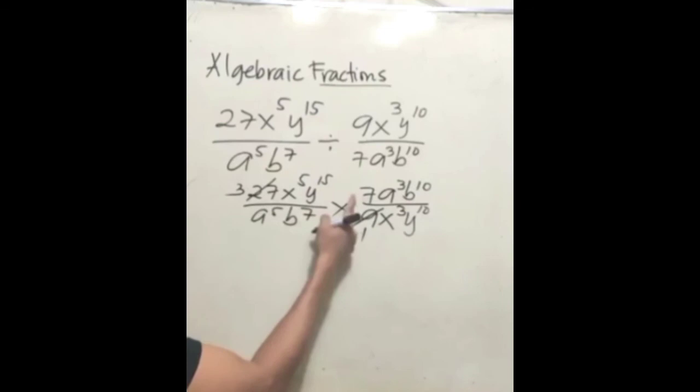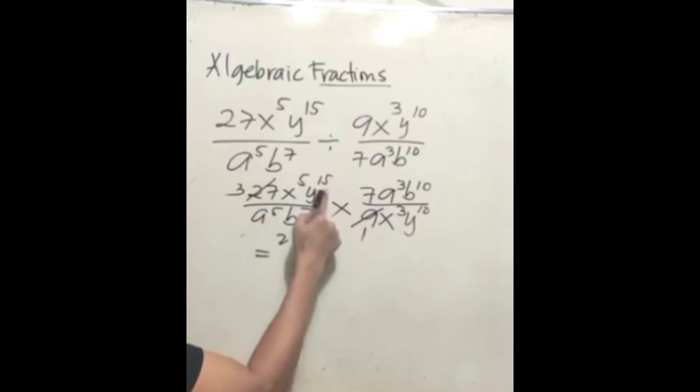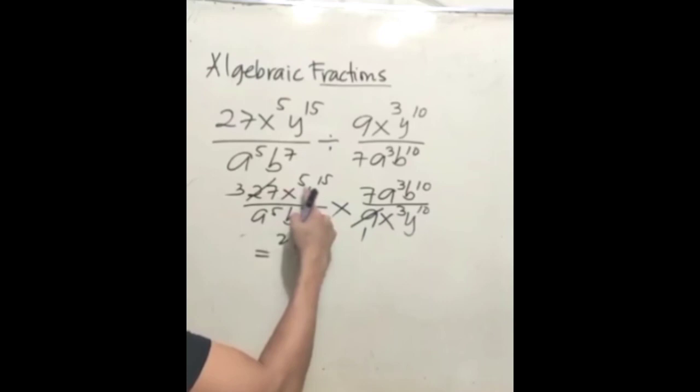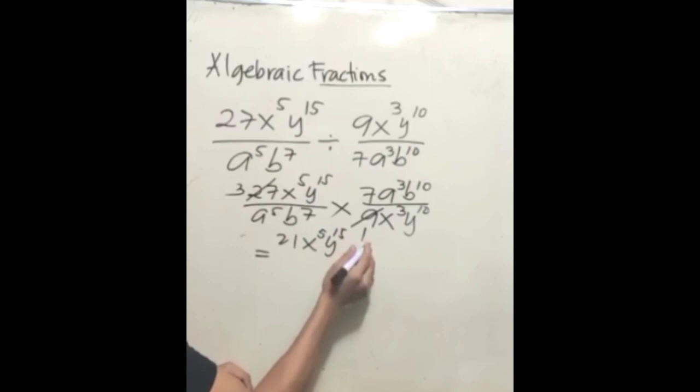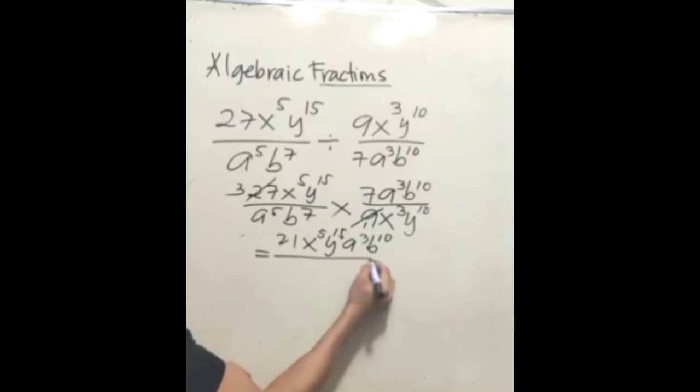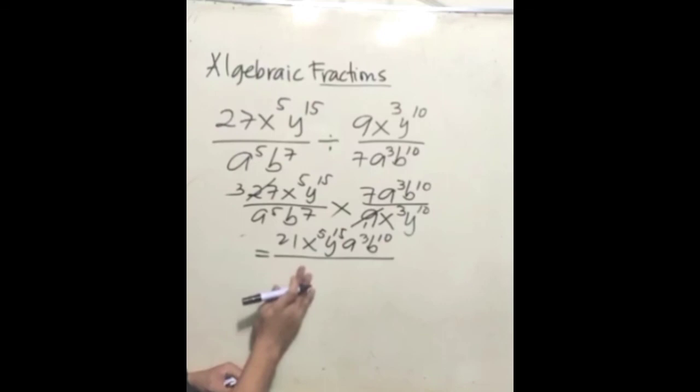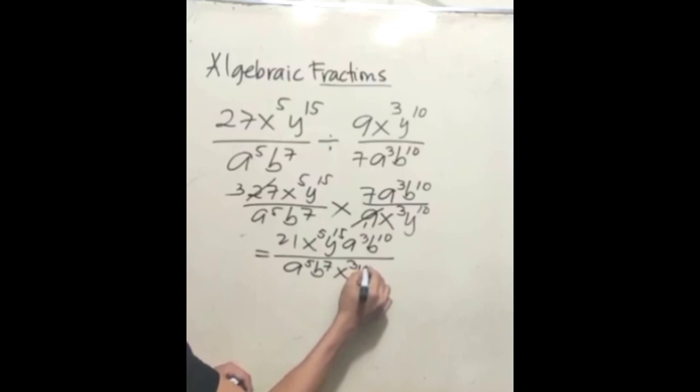Okay? That is 21. And then x5. Kopyahin nyo na lang lahat kasi wala naman silang ano eh. So, we have x5, y15, and then a3, b10. And then, sa baba, we have 1 lang. So, we have a... Unahin natin, okay, a5, b7, x3, y10. Okay? There you go.